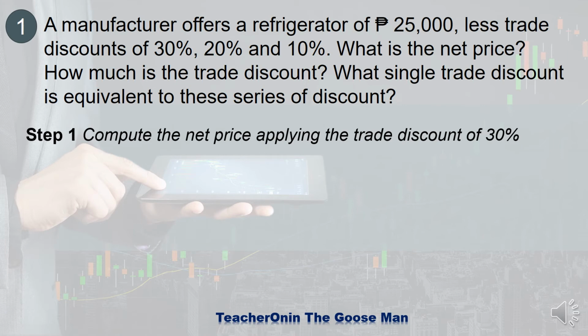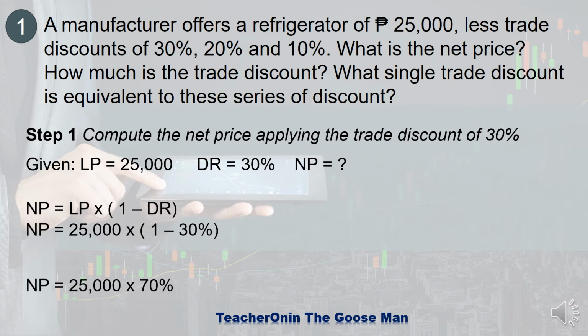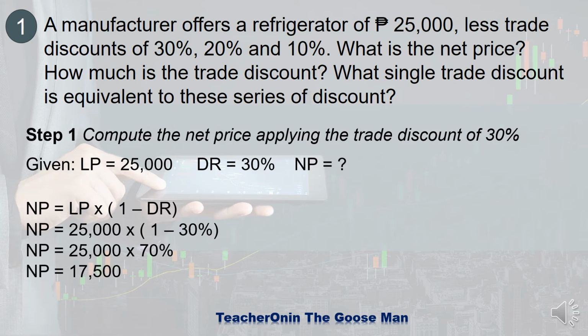We would like to compute the net price applying the trade discount of 30%. Take note that in our given, the list price is equal to 25,000 pesos and the discount rate is 30%, and we would like to find the net price. We will apply the formula of list price times 1 minus discount rate, and plug in the list price of 25,000 and the discount rate of 30%. So we come up with 25,000 pesos times 70%, and the net price is 17,500 pesos. So this is applying the trade discount of 30%.